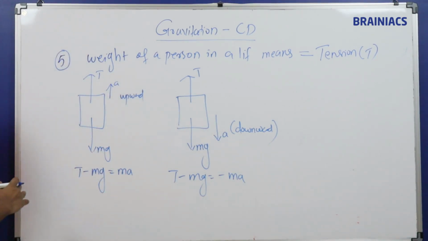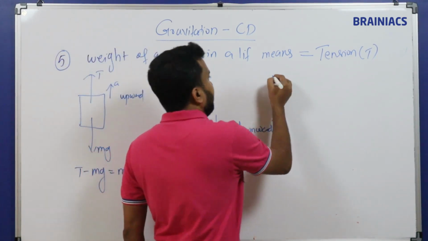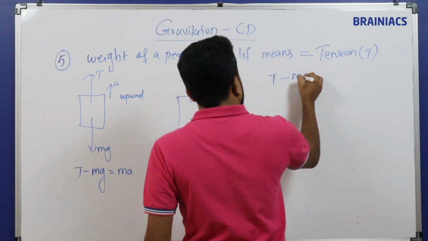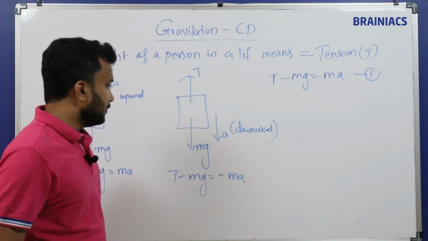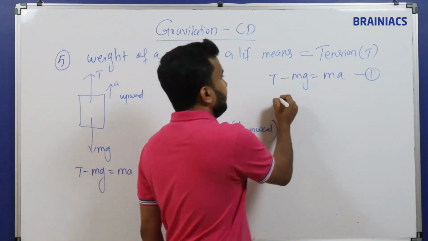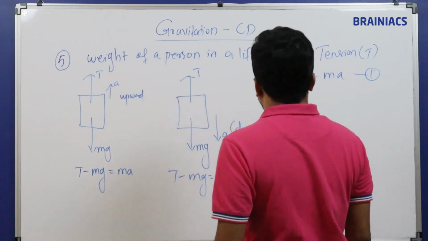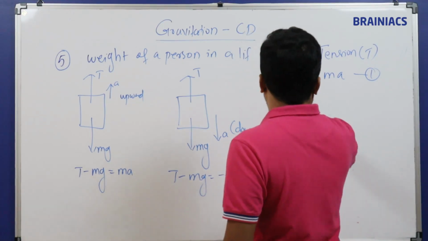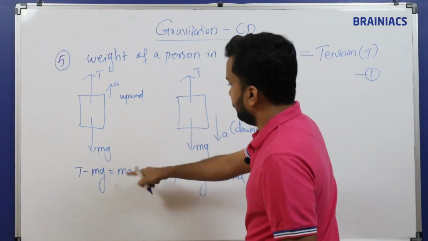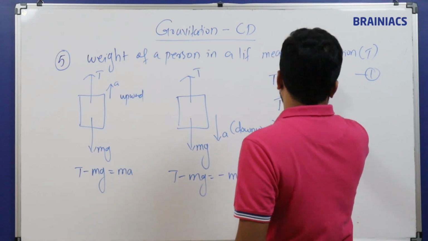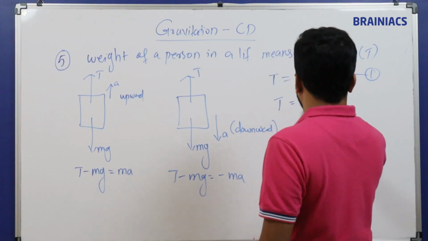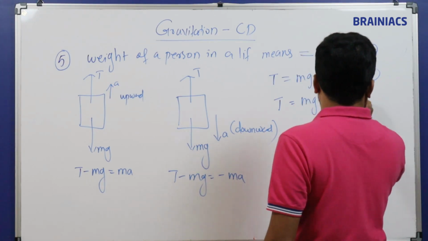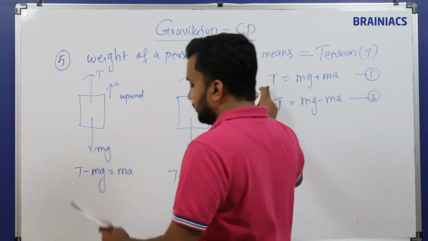Now from these two equations, what can you write? T minus mg is equal to ma, our first equation. In the first equation, mg is taken to the right hand side, so T equals mg plus ma. In the second equation, mg is taken to the right hand side, so it becomes T equals mg minus ma. Equation number 2.